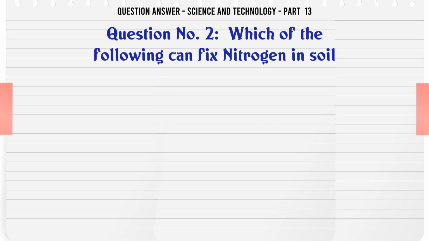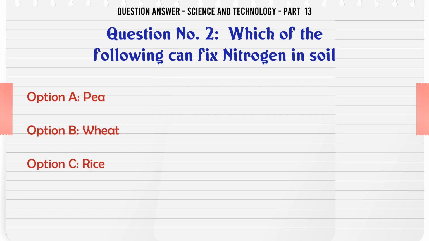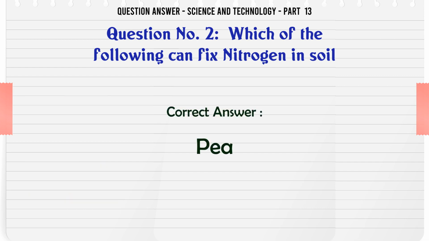Which of the following can fix nitrogen in soil? A. Pea. B. Wheat. C. Rice. D. Maize. The correct answer is pea.